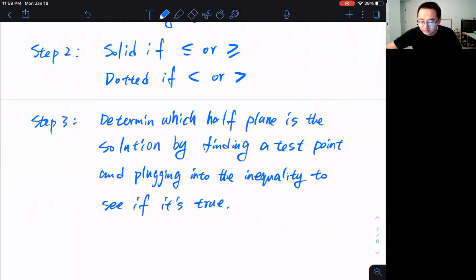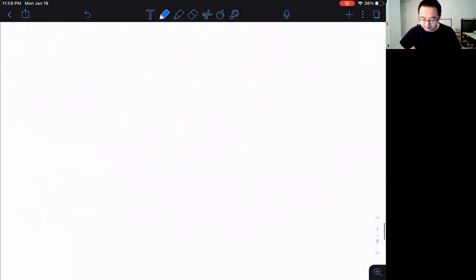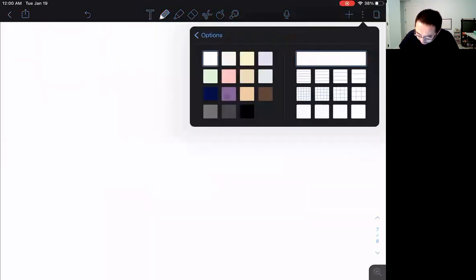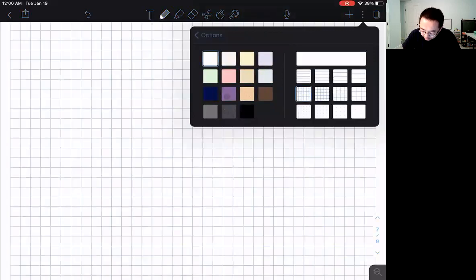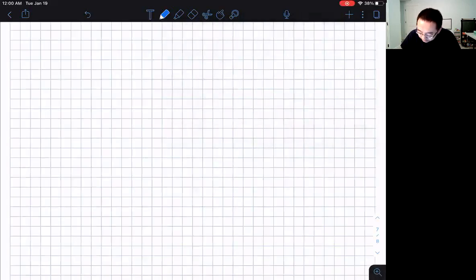So let's look at some examples. I know talking about this is kind of hard to imagine, so let's look at an example. I want you to graph the solution for the following inequality, where you have 2x plus 2y is less than -6.